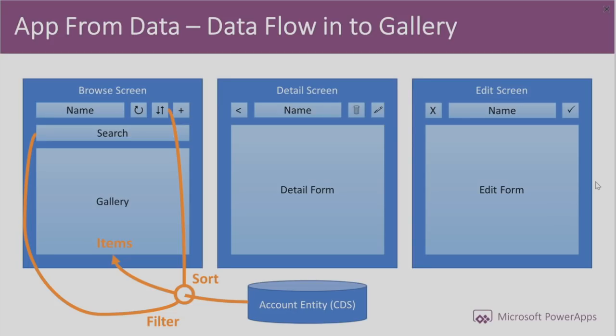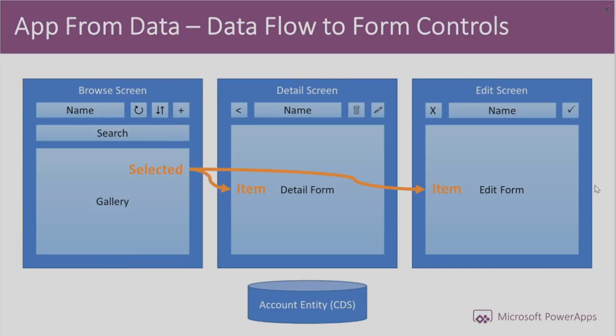Data will come into the browse screen like we showed before, with the gallery control hooked up to the data source. But it's going to pass through some filters. It's going to pass through a filter function and a sort function, which will allow us to have a search box where we can type in the items we want to look for, and a sort button which will say whether they go ascending or descending.